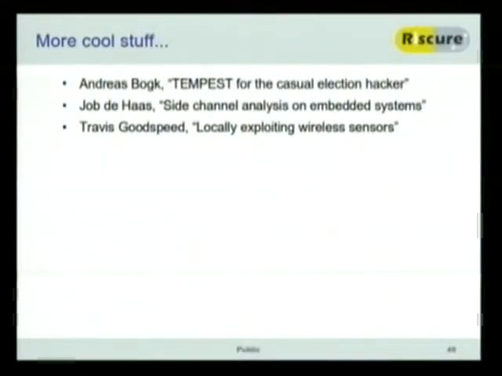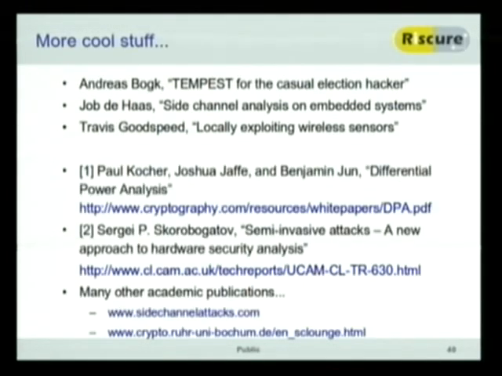There's also more cool talks that sort of relate to this topic. I think after this, even in this room, Andreas will be talking about TEMPEST for the casual election hacker. So that's looking at the emanations. Tomorrow, Job de Haas, a colleague of mine, will talk about side channel and embedded. So that'll be exciting. And Sunday, Travis will talk about more or less direct probing of things. And I'll post the slides on the wiki later so you can read these references.